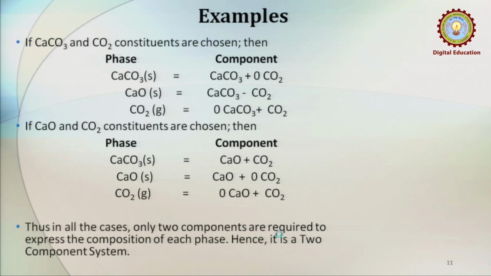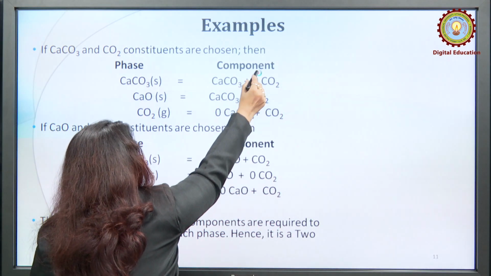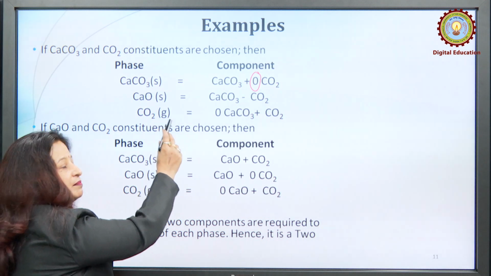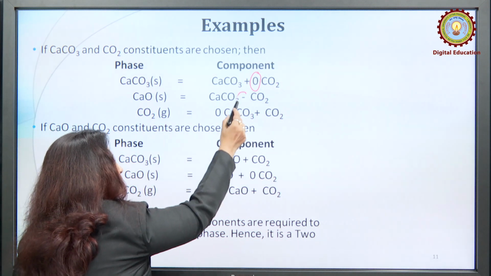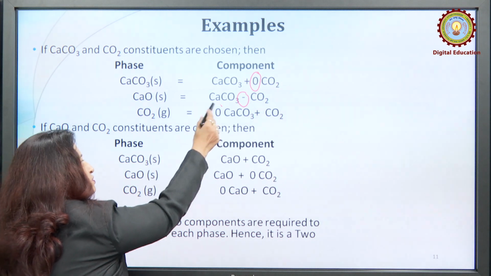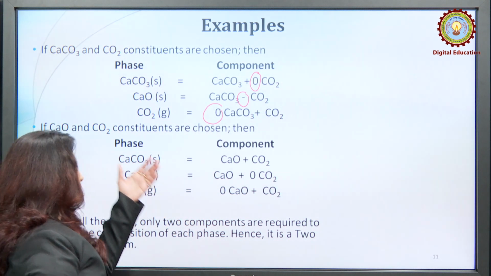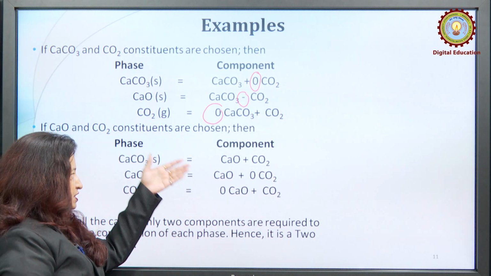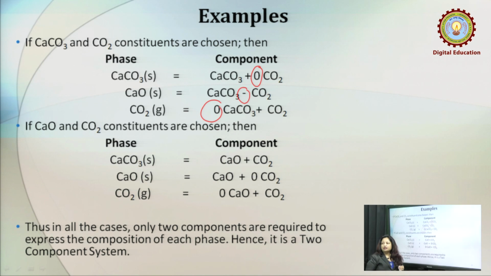In the second way, we can also use calcium carbonate and CO2. Suppose we consider these 2 chemical constituents, then calcium carbonate can be represented as calcium carbonate plus 0 CO2. Calcium oxide can be represented as calcium carbonate minus CO2. CO2 is represented as 0 CaCO3 plus CO2. Likewise, if we consider the next 2 constituents, you can also see how we can conclude that only 2 chemical constituents are required to express the composition of each phase present in the system. Hence, we can conclude that it is a 2 component system.